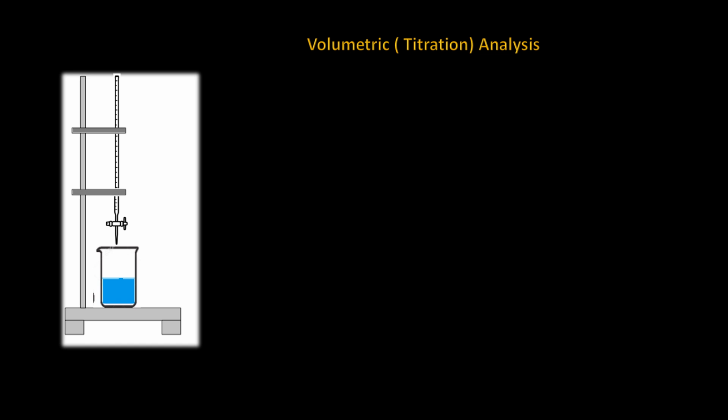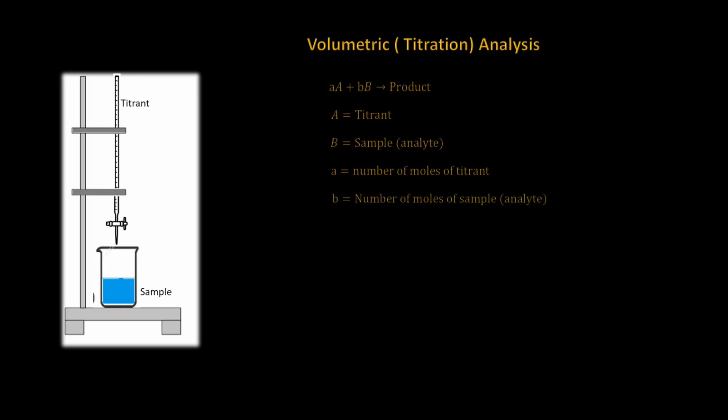A simplified reaction equation is shown. The capital A is the titrant. The titrant is the reacting compound used. The capital B is the sample solution containing the element of interest. The lowercase a is the number of moles in the reaction formula. This is the same as was shown for the equilibrium equations. It represents the number of moles for the titrant. The lowercase b represents the number of moles of sample analyte.